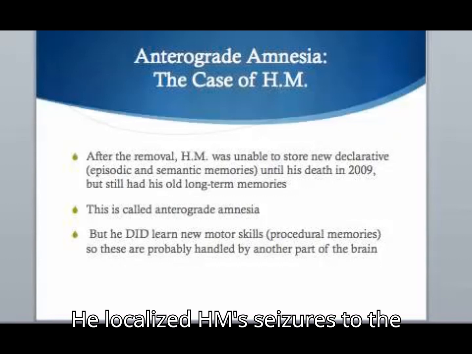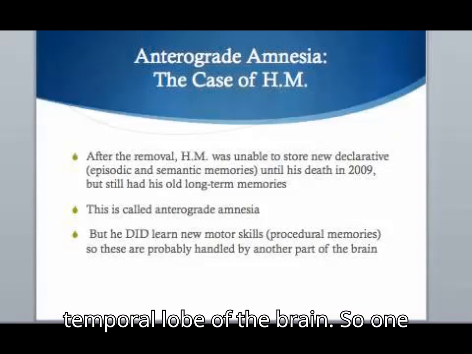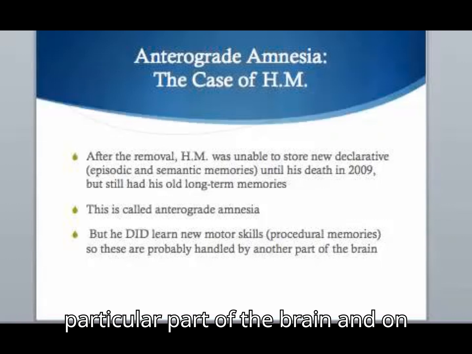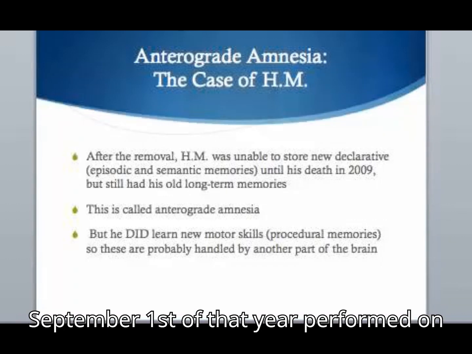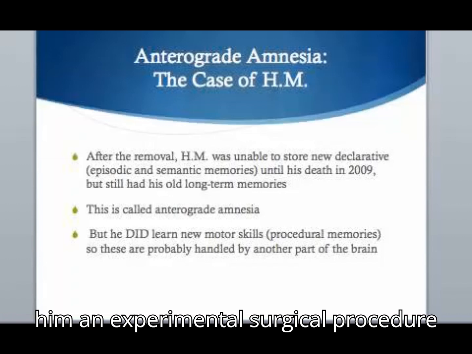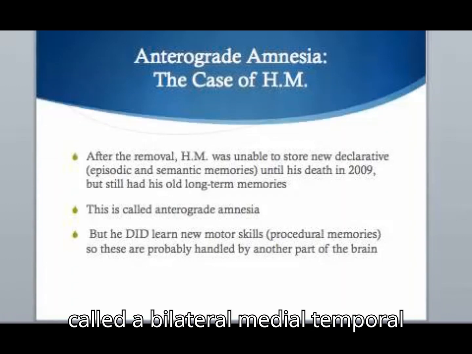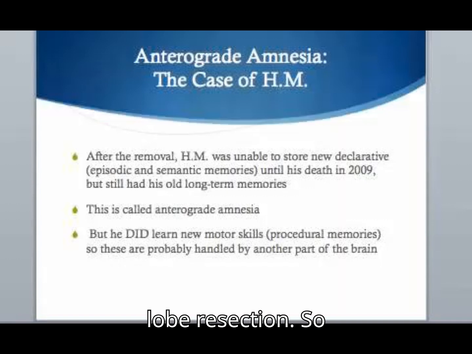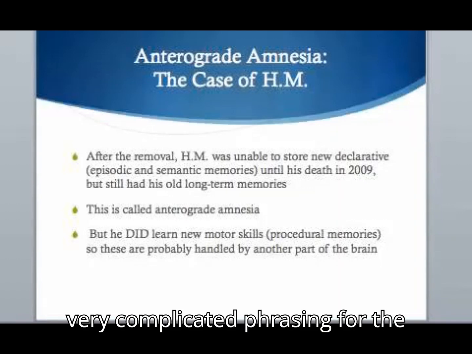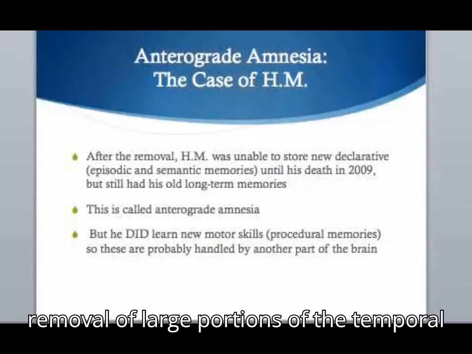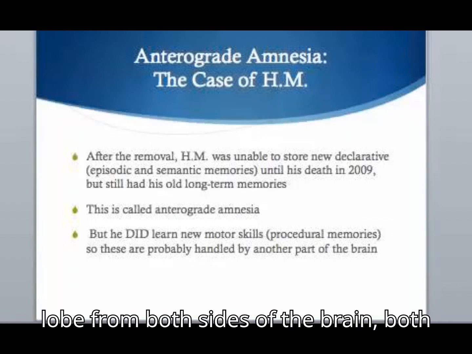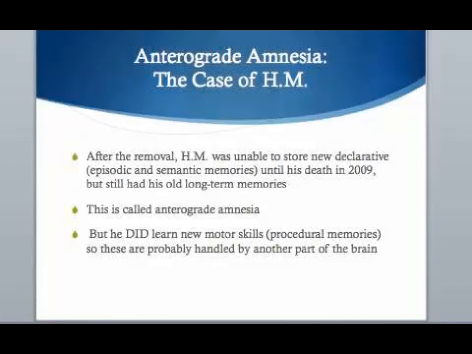He localized HM's seizures to the temporal lobe of the brain, so one particular part of the brain, and on September 1st of that year performed on him an experimental surgical procedure called a bilateral medial temporal lobe resection. So, very complicated phrasing for the removal of large portions of the temporal lobe from both sides of the brain, both hemispheres of the brain.